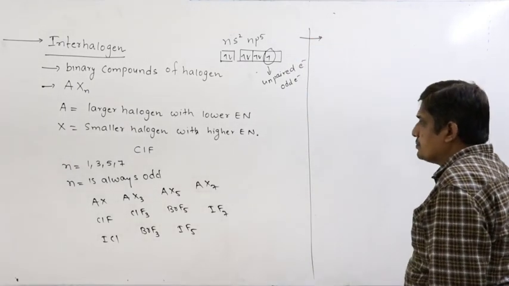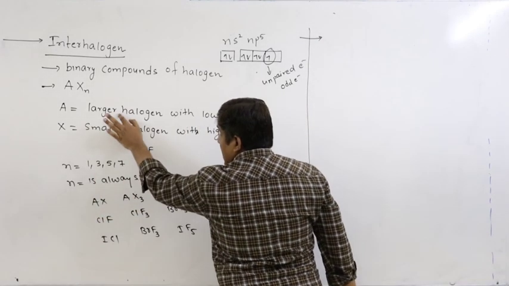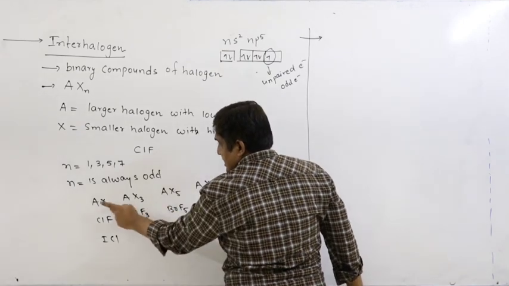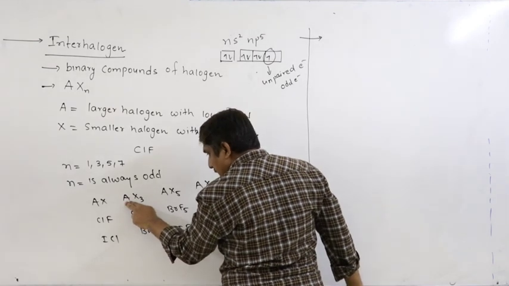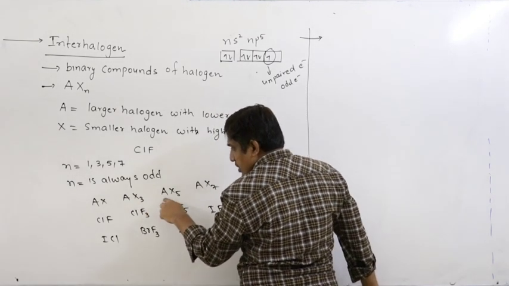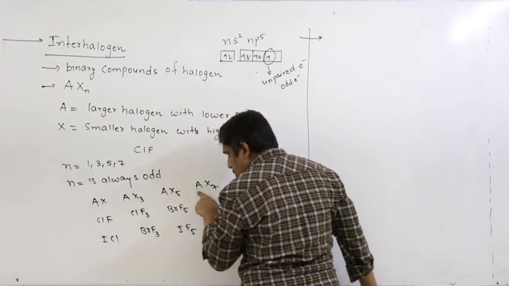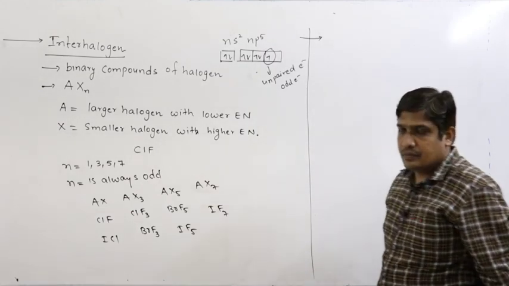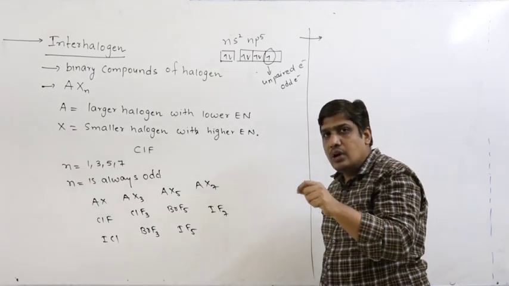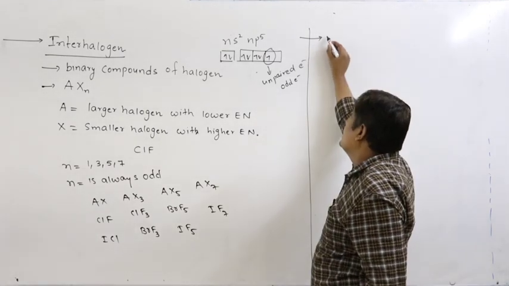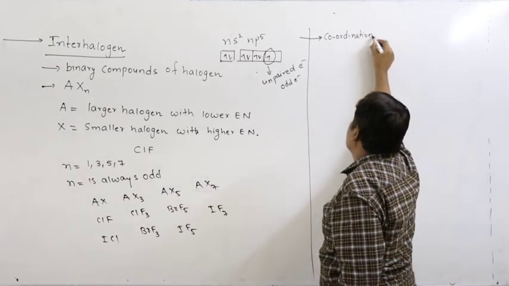Right, let us proceed. Now, here A is the central atom, the larger halogen atom is the central atom, and X is bonded to the central atom. 3 halogens are bonded to the larger halogen atom. 5 smaller halogens are bonded to the larger central atom. 7 smaller halogens are bonded to the larger central atom. What factor decides the number of halogens surrounding the central atom? This we call the coordination number.